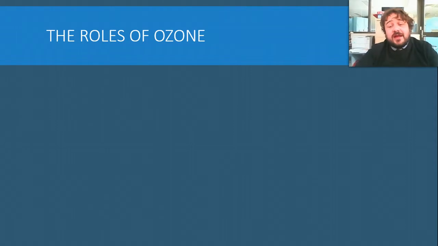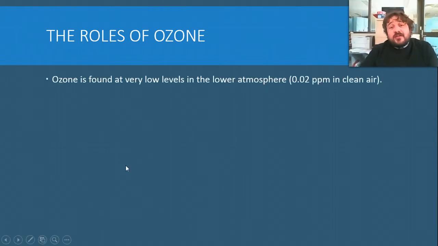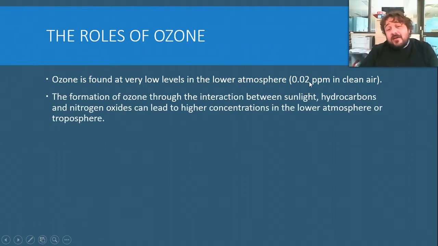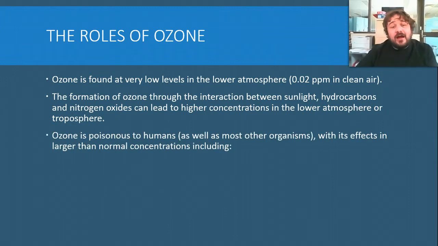So let's look specifically now at ozone. Ozone is found at very low levels in the lower atmosphere, about 0.02 parts per million in clean air. It tends to be formed through sunlight, hydrocarbons, and nitrogen oxides acting together, so NOx, hydrocarbons, and sunlight. This gives us higher concentrations in the troposphere. This is why it's a big issue in the city, where you've got a lot of that stuff pumped into the air. And we've also seen previously that's why it's an afternoon pollutant.